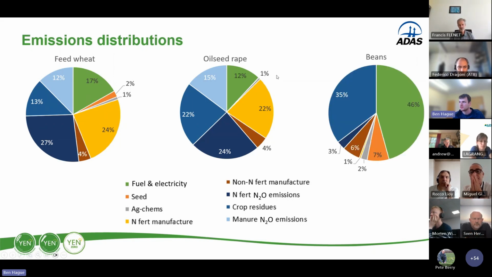And lastly, we have a diagram of a bean crop. So a bean crop's quite different because they are nitrogen fixing, so they don't have any nitrogen applied to the crop, which means that the distribution of carbon emissions is mainly associated with fuel and electricity and also crop residues. And this just illustrates how we need to consider different ways of reducing emissions depending on which crop we are growing.